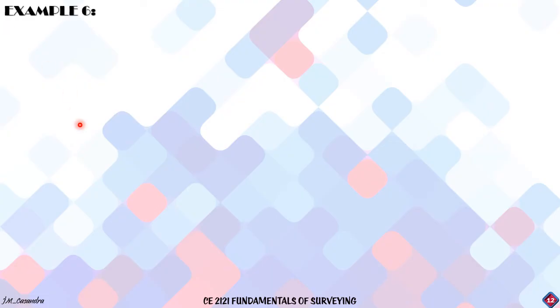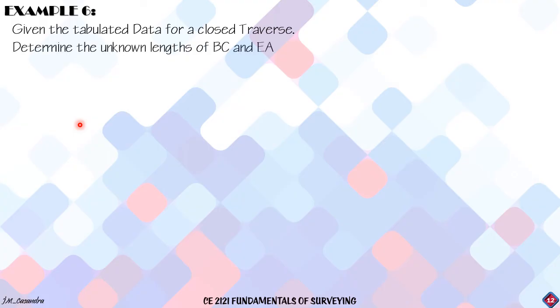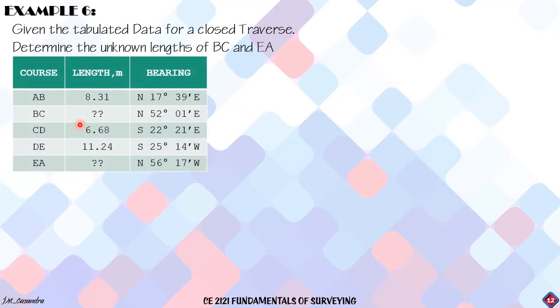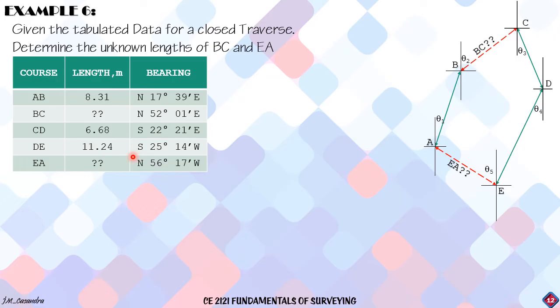Okay, let's have another example. So given the tabulated data for a closed traverse, determine the unknown lengths of BC and EA. So this is case 2: two unknown lengths for non-adjacent or non-adjoining sides. So again, we have our simple diagram.